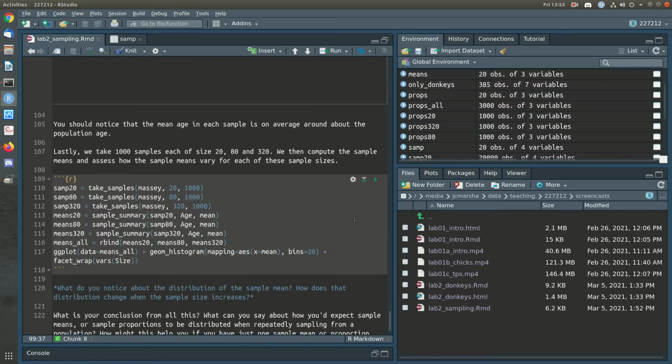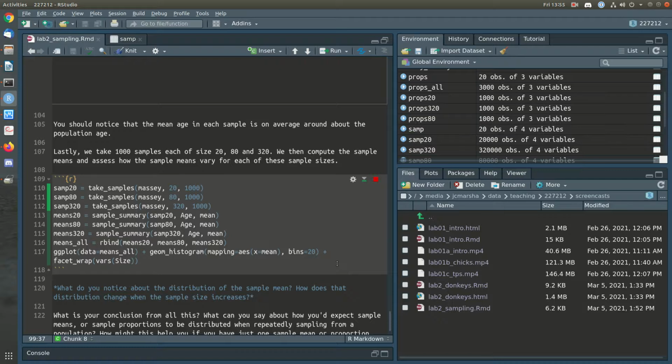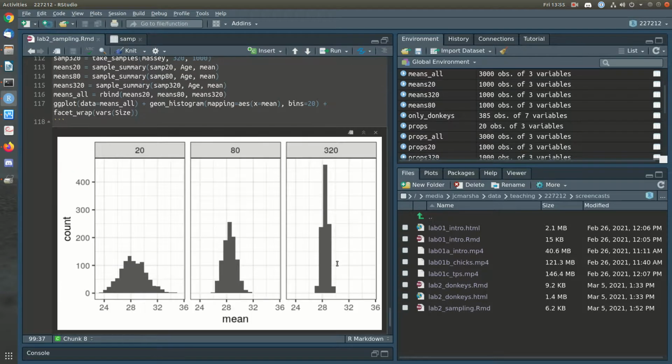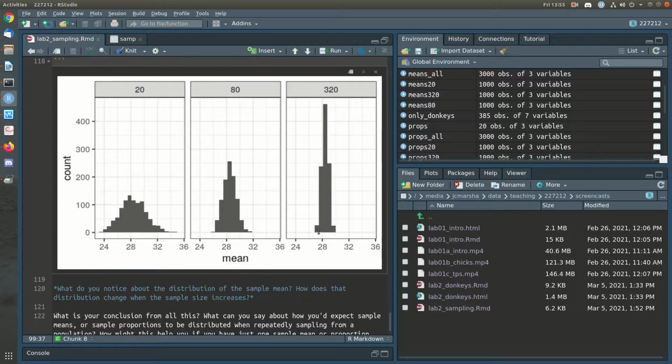And we'll run 1,000 samples of size 20, 80, and 320. We'll compute all their means and we'll do a histogram of them. And we can see this same exact shape that we saw before, right?